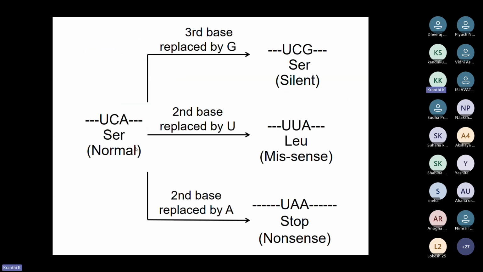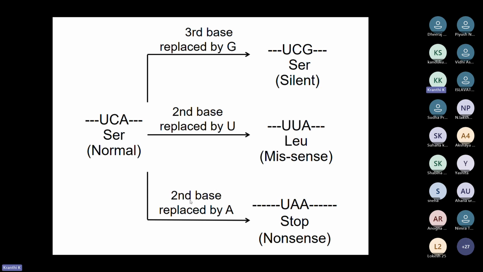See this one. UCA, that is serine. It's a normal one. But UCG, in the place of A, G came. Even UCG will code the same serine only. So nothing will happen to the protein. It will be the same, so it's called the silent mutation. So what is the other one? Missense mutation. What is the missense mutation? See, UCA, this C is replaced by U. Then what happens? UAA, which is yielding a different amino acid. That is leucine. That is a missense mutation.